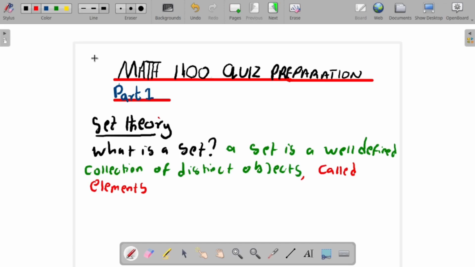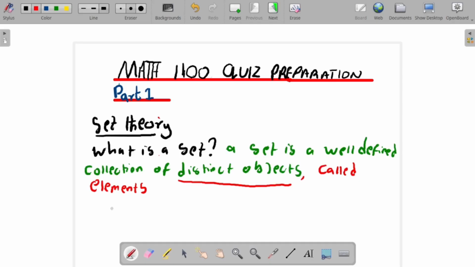is a well-defined collection of distinct objects called elements. So there are words that have been mentioned here. The first one is distinct objects. When we talk about distinct objects, what we mean is in a set, elements are not supposed to be repeated. That's what we are basically trying to talk about here.